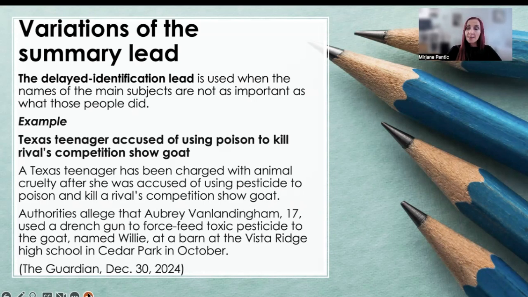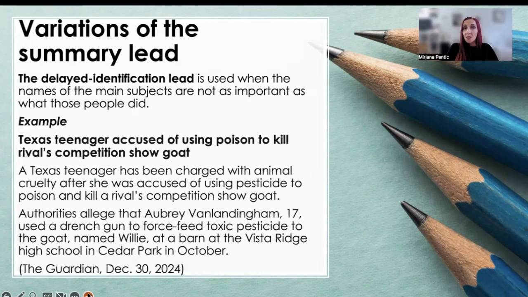So you see, they didn't tell us what her name is in the first paragraph of the story, but they actually waited for the second paragraph to identify her. So the second paragraph is: authorities allege that Aubrey Van Landingham, 17, used a Drench gun to force feed toxic pesticide to the goat named Willie at the barn at the Vista Ridge High School in Cedar Park in October.